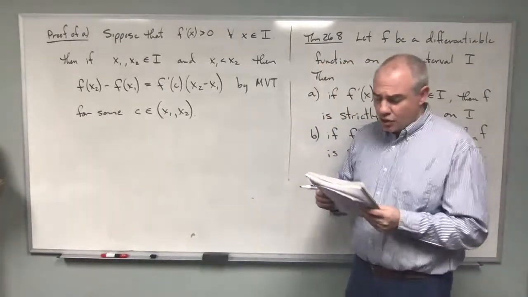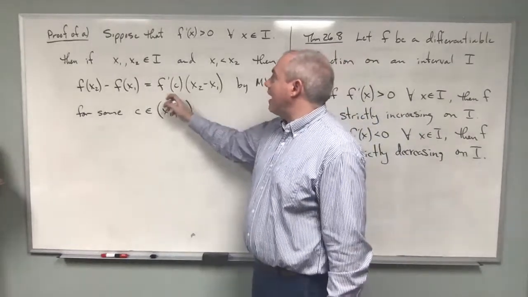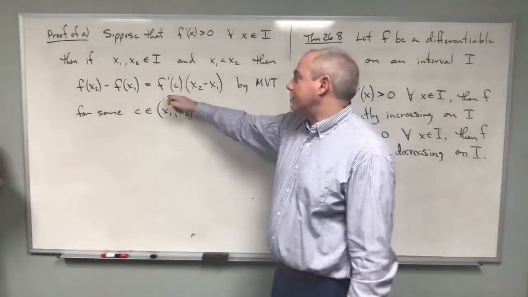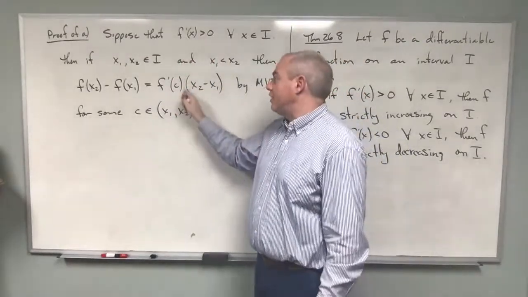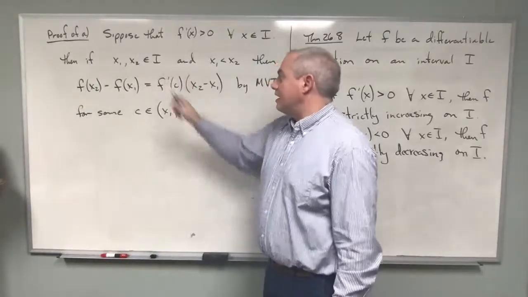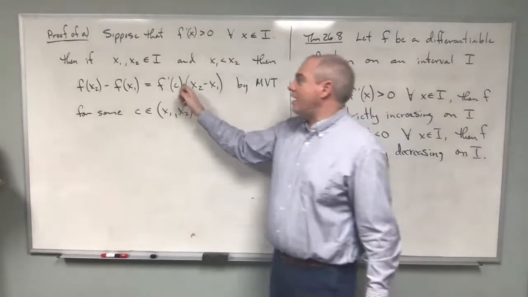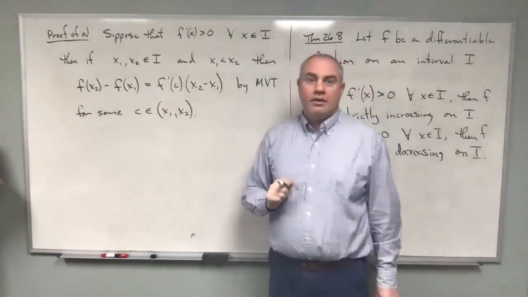Okay, so what do I know? I know something about the derivative at c. I know that the derivative of c, we said that it's always positive. So this value is positive, correct? But if this value is positive, what do we know about x2 minus x1?